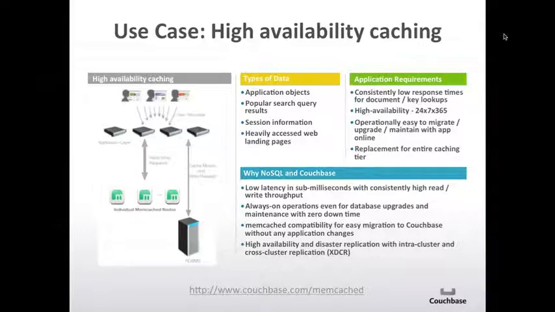With Couchbase, you get low latency in sub-milliseconds and consistently high read and write throughputs. It is always on. Whether you're doing a database upgrade or maintenance, it always provides you zero downtime. It is compatible with Memcached, so it's a drop-in replacement for Memcached. You can replace your Memcached cluster with a Couchbase Server cluster, and it provides you with high availability and disaster recovery with intra-cluster replication as well as cross data center replication. So this is a use case where you can build a high availability cache using Couchbase Server. The link below shows you how Couchbase can solve problems such as cold cache, which are commonly seen with Memcached kinds of caching solutions.